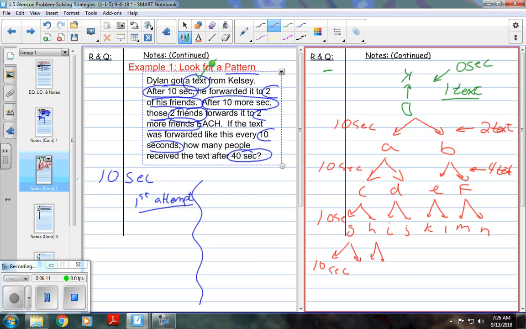Does anyone realize that there's a math formula for this process right now? I'm showing this the really long way. So I'm really writing it out. I'm not even going to name these friends in our alphabet. I'd love you to count up our texts. How many texts have gotten sent out?